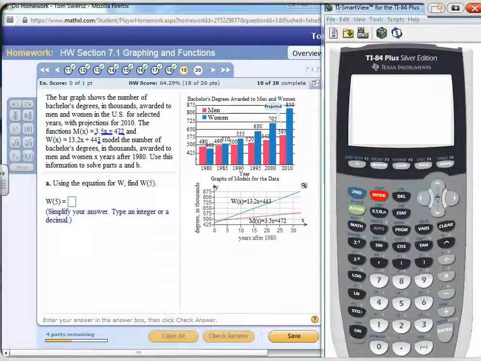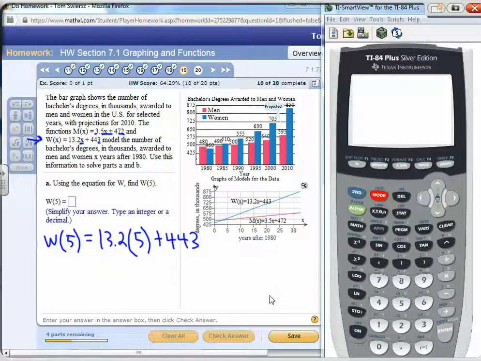Use the equation for W to find W(5). So W(5) is evaluating the W function at 5. Wherever there's an x, we're going to put in 5. The W function's right here: 13.2 times 5, right? x is 5. There's our x, plus 443. So we're substituting in the value of 5 for x.